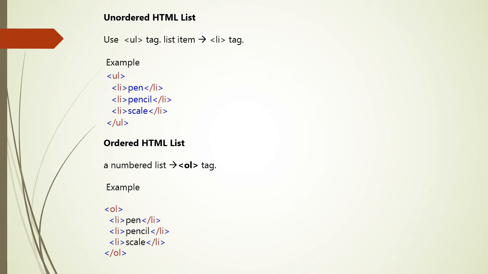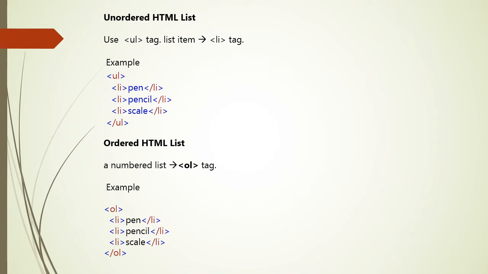Consider the first type, that is unordered HTML list. Unordered list starts with the tag UL. Each list item starts with the LI tag. The list items will be marked with bullets, that is small black circles, by default.